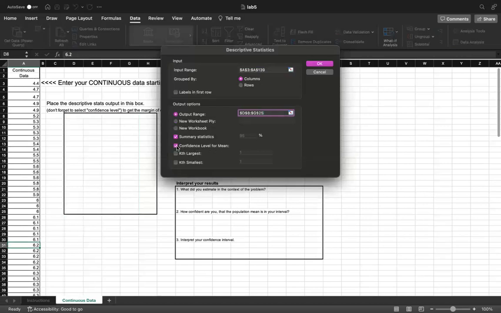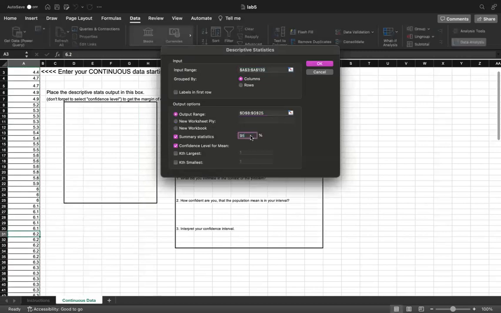I'm going to click on that box, and you can put in whatever percent you want. If you want a 95% confidence interval, you're going to put that there. If you want your confidence level to be 99%, you can put that there. If you wanted 86.5%, you probably could put that there. Whatever confidence level you want, put it in there. It defaults to 95. And then I'm going to click OK.